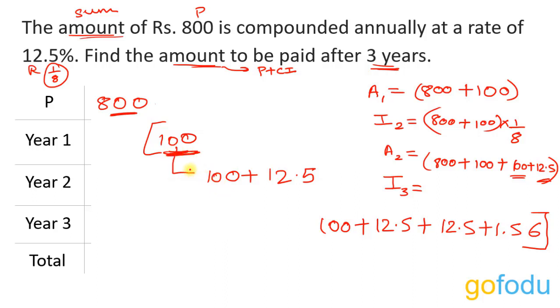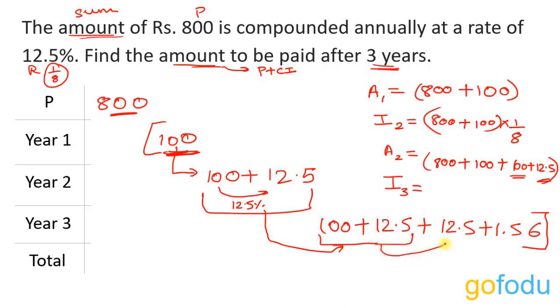Okay, 100 comes as it is, and then 12.5% of 100. Okay, next year we get this interest. 100 plus 12.5 will come as it is, plus 12.5% of this interest. So each year's interest is the interest of the previous year plus interest on that interest. So compound interest is often referred to as interest over interest.